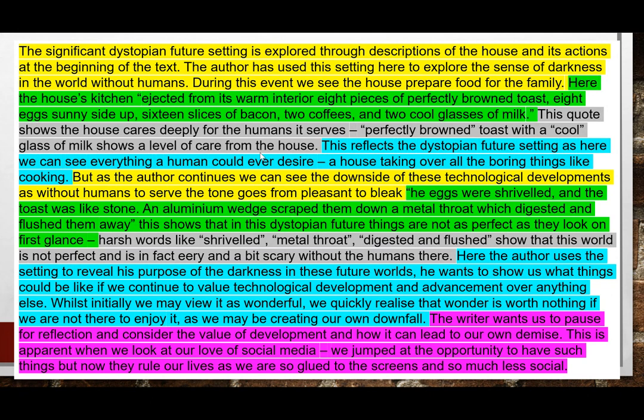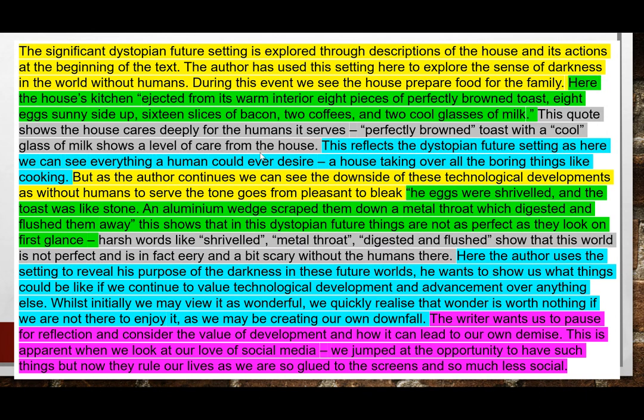But as the author continues, we can see the downside of these technological developments, as without humans to serve, the tone goes from pleasant to bleak. The eggs were shriveled and the toast was like stone. An aluminium wedge scraped them down a metal throat, which digested and flushed them away. This shows that in this dystopian future, things are not as perfect as they look on first glance. Harsh words like shriveled, metal throat, digested and flushed show that this world is not perfect and is in fact eerie and a bit scary without humans there.